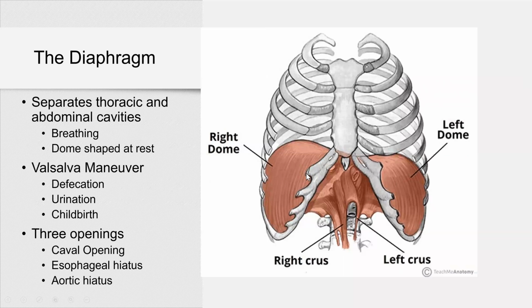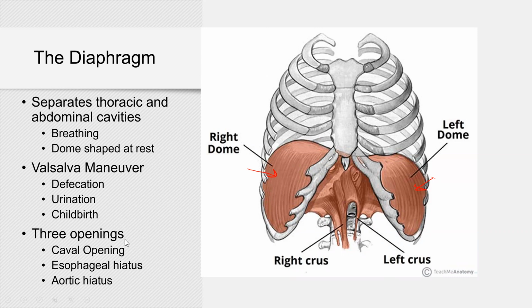Diaphragm. The diaphragm is a skeletal muscle that separates the thoracic and abdominal cavities. It's involved in breathing, and it's dome-shaped at rest. So you can see that we have a right dome and a left dome, and we have a right crus and left crus that attach the diaphragm to the vertebrae.